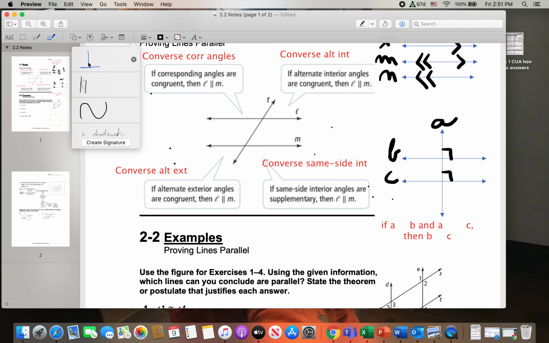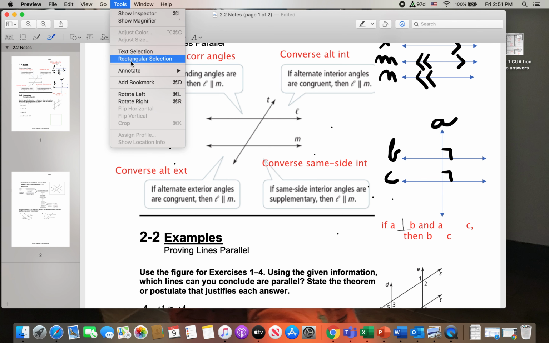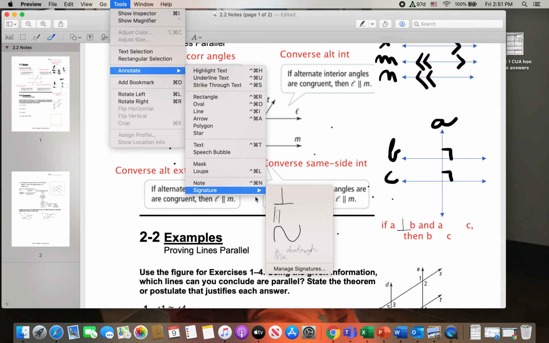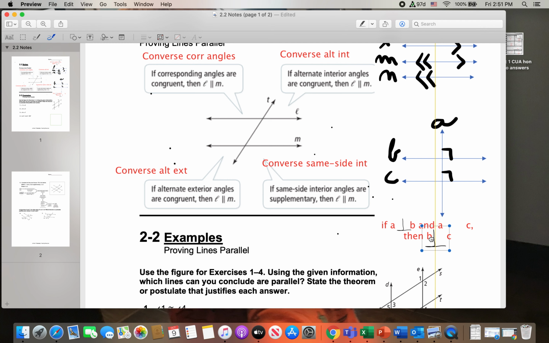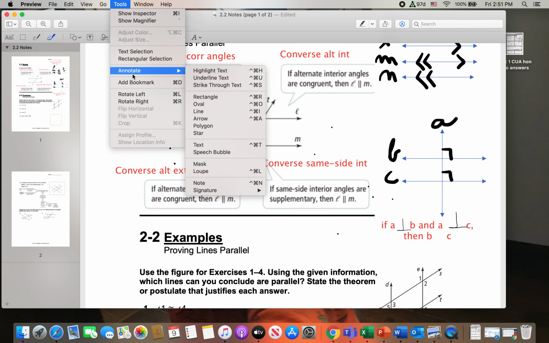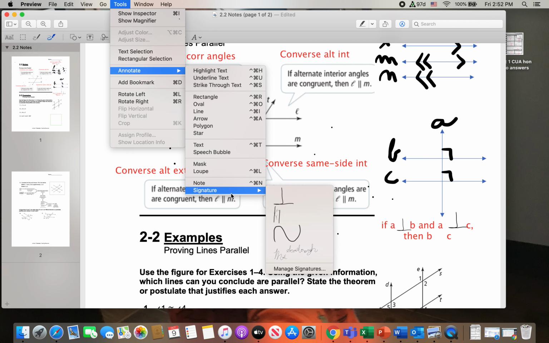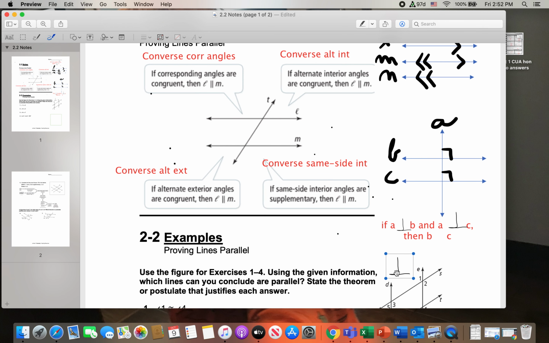Okay, and so there I want it here, and make it smaller, and annotate, signature, pick it, and then move it and shrink it. And one more time. Tools, annotate, text. Yes, this does take time, doesn't it? But you'll have your notes and you'll know how to put these in later.